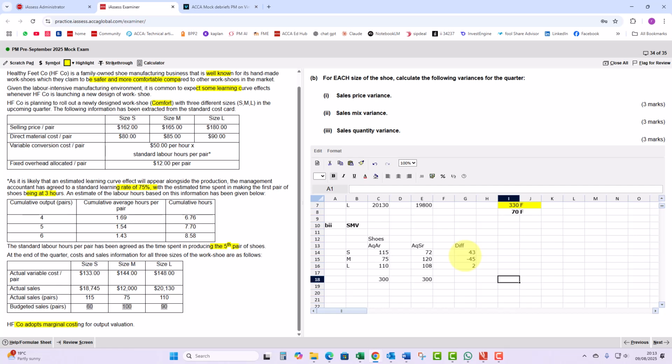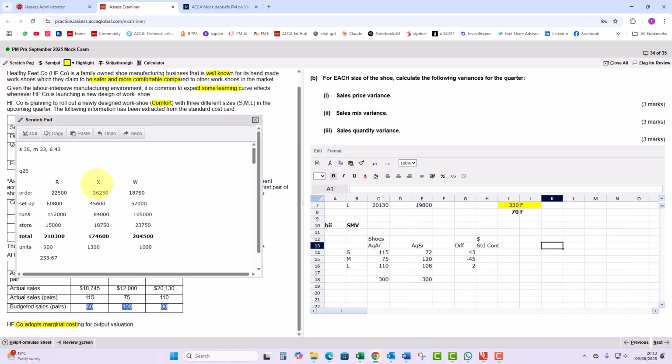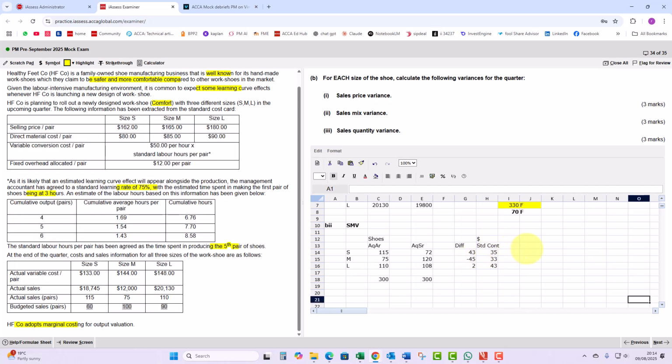So we're still working in shoes. We now need to convert it into a dollar amount. And so our standard contribution comes into play. And this is what I did before. I took the standard contribution calculated from the previous sheet, and that way I haven't had to try and remember it, and I'm not flicking back and forth. So the sales mix variance is now, we just multiply the difference in shoes by the standard contribution.